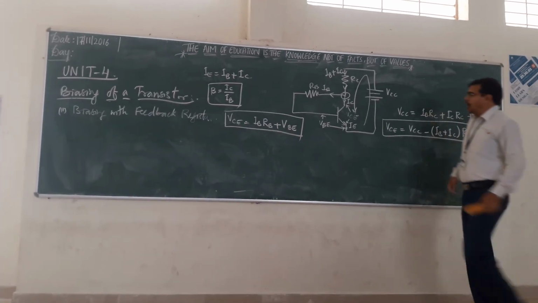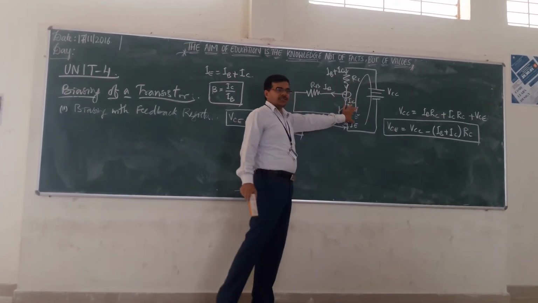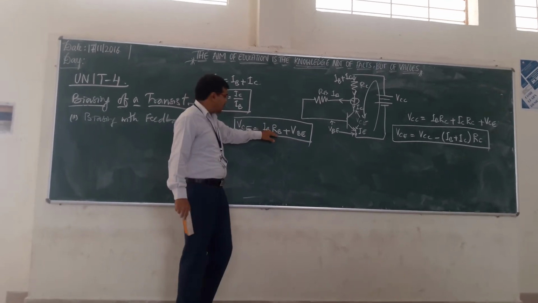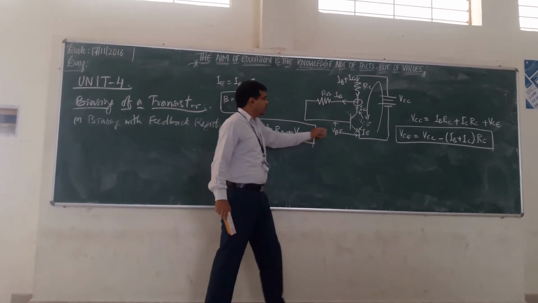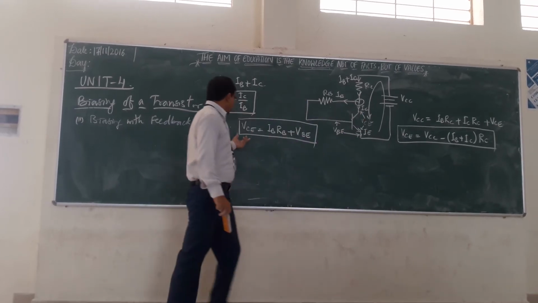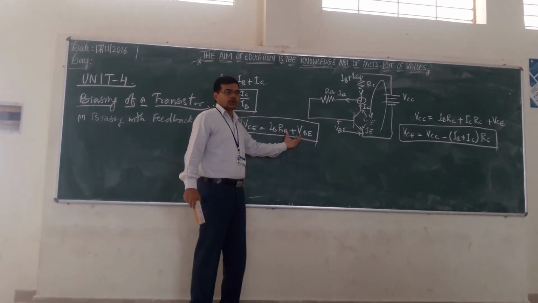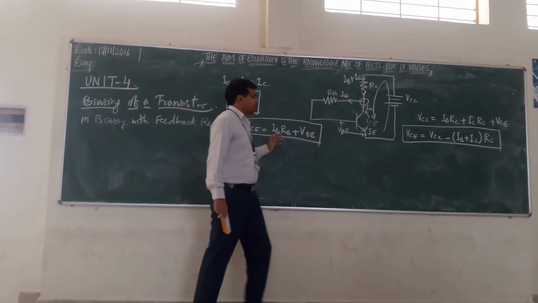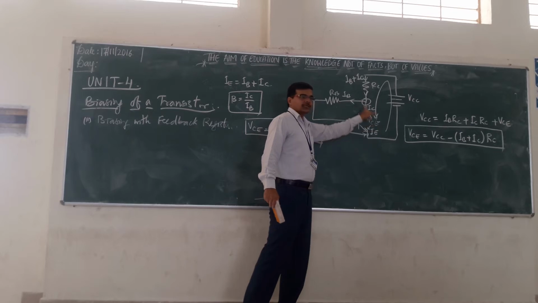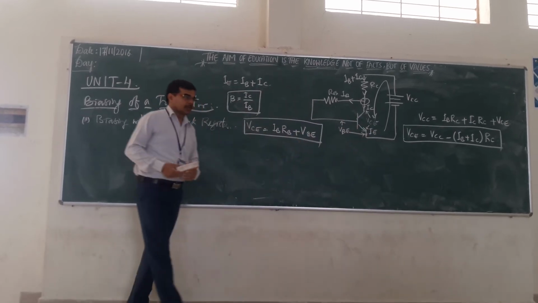Now, what is VCE? I can also say that VCE is equal to IB RB plus VBE. If I consider this, then I can say that VCE is equal to this also. So this equation is from this loop, and this equation is from the other loop.